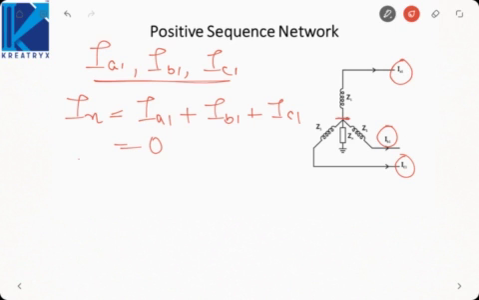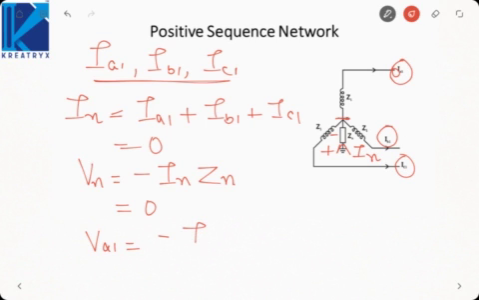That means the neutral voltage, which is minus IN into Zn, will be 0. Why minus? Because the neutral current will be flowing like this, so it will be plus minus. Now if we wish to calculate the voltage here, VA1 will be equal to minus IA1 into Z1, because plus minus will be like this.